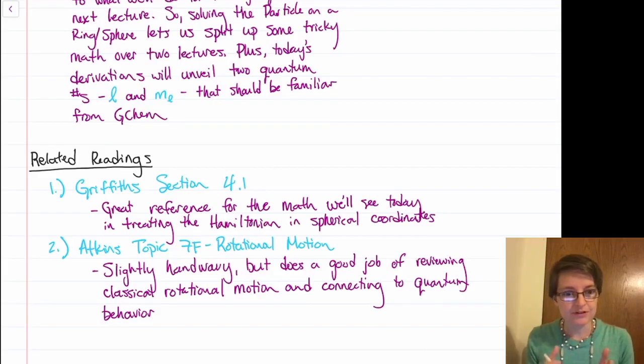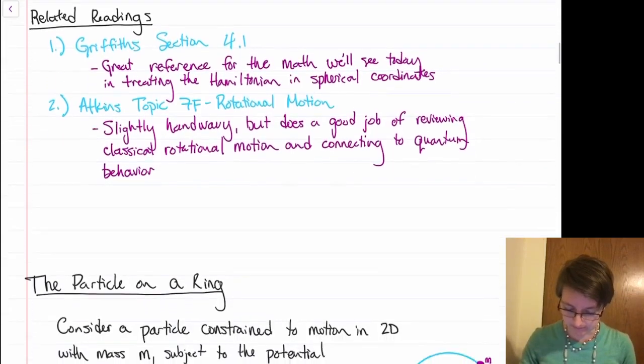A different style of reading is going to be found in Atkins, which is a little bit more hand-wavy, but one, it does a really good job of reviewing classical rotational motion. 2, it does a good job of giving you an intuitive understanding of why we would expect to see quantum behavior in this system. And 3, it does go through some of the math that's the same as what we're going to go through today. So I recommend both of those readings if you want more info.